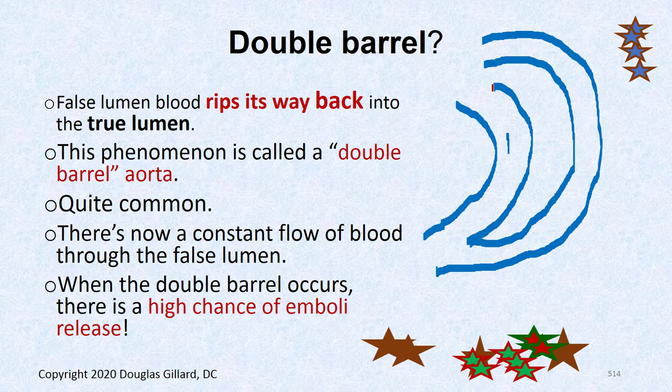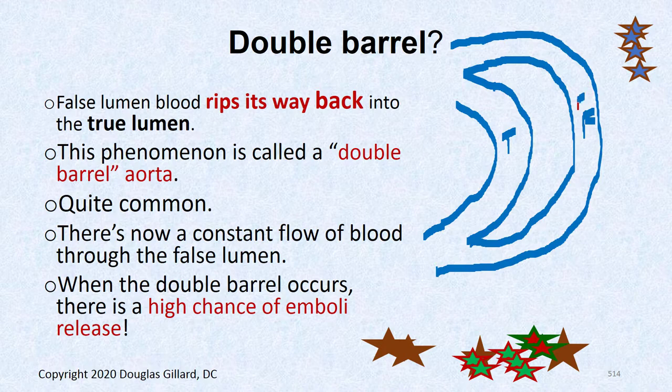That means we can put these together here. So we have blood flow going both ways. But this doesn't happen at first. It has to rip itself back in. So that would be the false lumen, and that's the true lumen. That's a double barrel. That's what double barreling means.